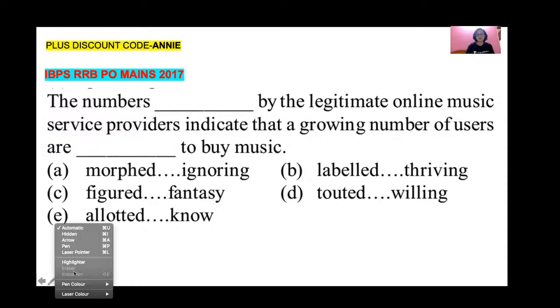Okay, now we will look at the meanings of the words. The numbers dashed by the legitimate online music service providers indicate. So legitimate means the real online music service providers are giving some numbers, the number of users that are dashed to buy music.